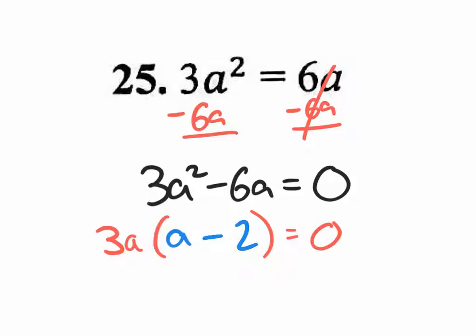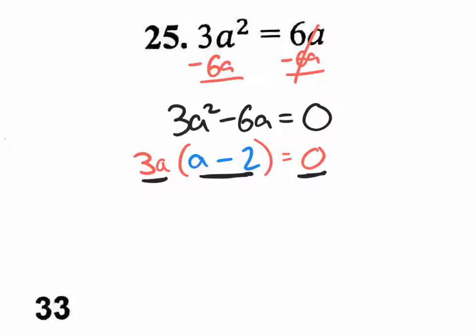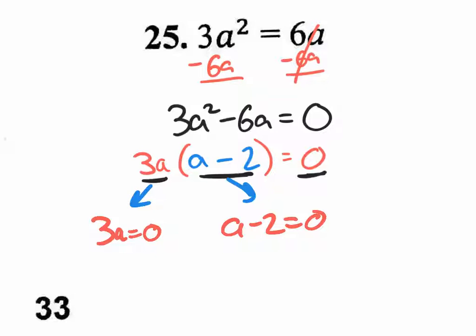So now we truly do have something times something equals 0. So now I could actually apply the zero product property and split them. So I have this 3a that I'm going to set equal to 0. 3a equals 0. I have this a minus 2 that I'm going to set equal to 0. So I have a minus 2 equals 0. And I'm going to solve both of them.